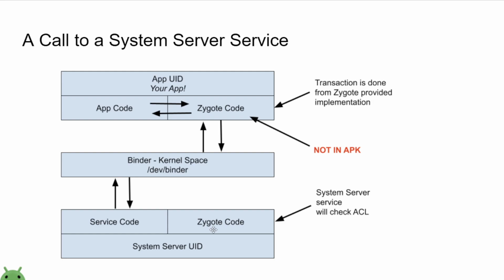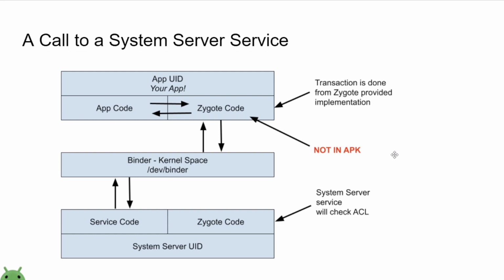The system service would then check your app's permissions to make sure you can do whatever you just requested and then respond back. That would go back through Binder, back to your app into the Zygote code, and be returned to your actual app code. This is very important for the RE because the code that does this is not actually in the APK.